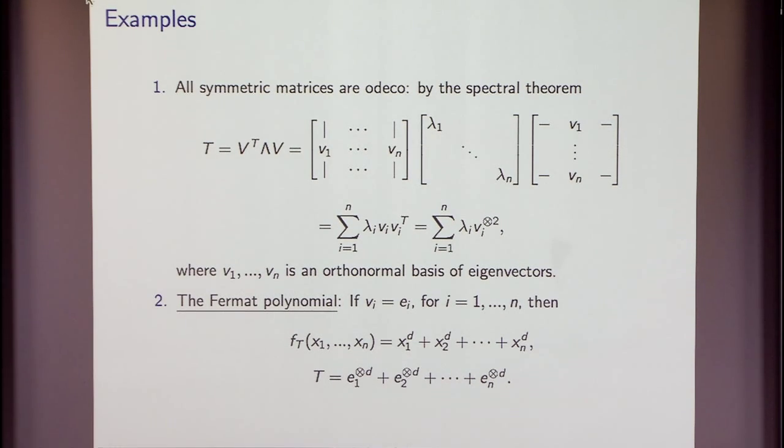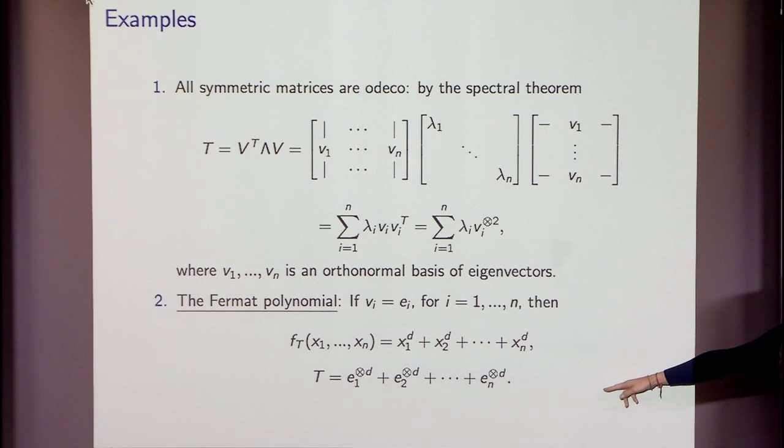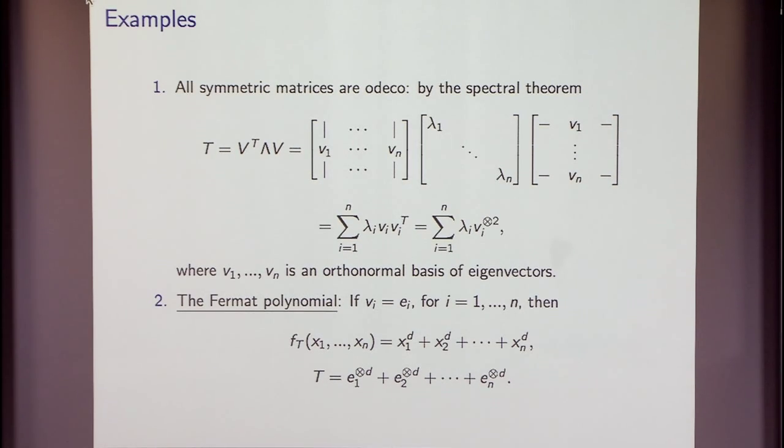So now we're asking what happens if we have a tensor. Which symmetric tensors are orthogonally decomposable? The simplest example would be the so-called Fermat polynomial. I take the tensor T, which is e1 to the tensor power d plus e2 to the tensor power d and so on plus en to the tensor power d, whose corresponding polynomial is just x1 to the d plus x2 to the d plus xn to the d. That's the simplest possible example for general tensors, and that's definitely orthogonally decomposable.